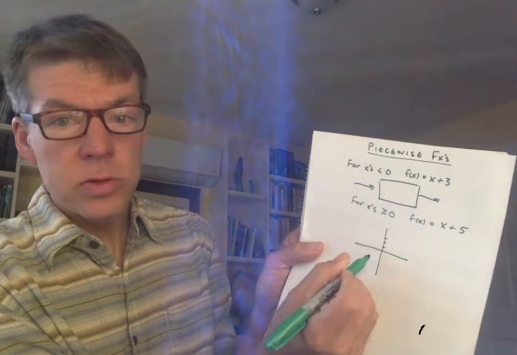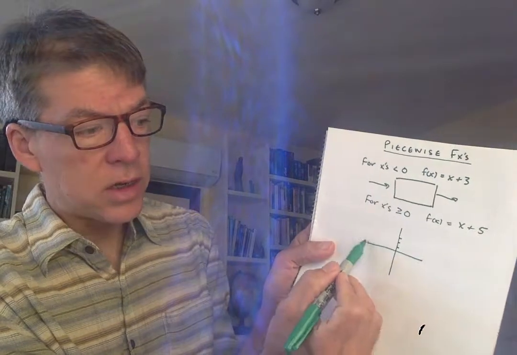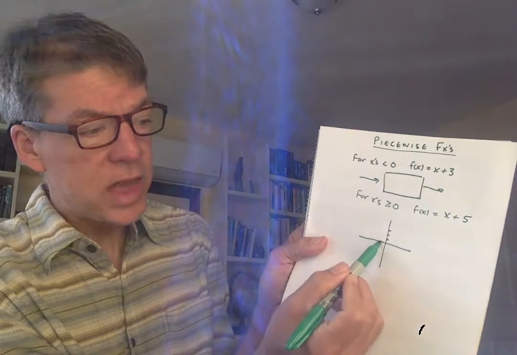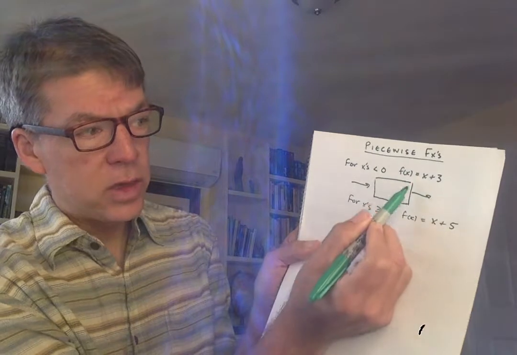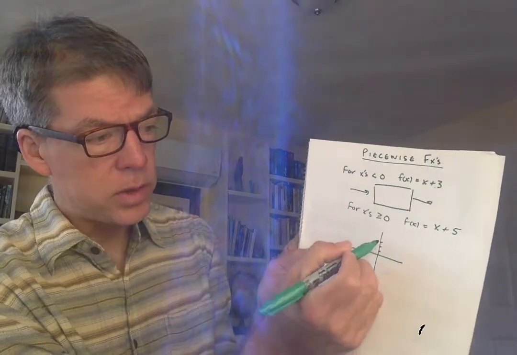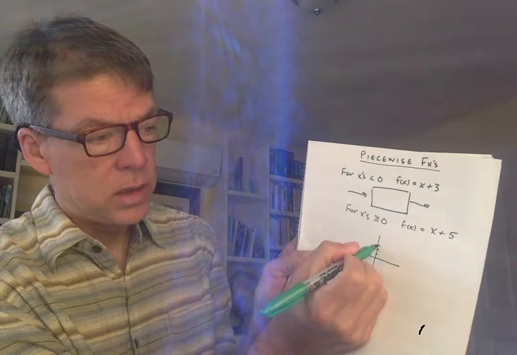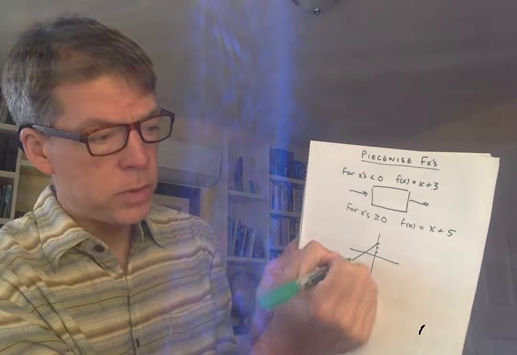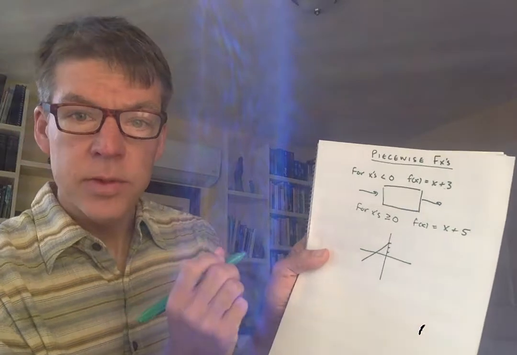And that's only true for when the x's are less than 0. For any of these x's, I look at this rule. So what does that look like when I plot all my points? Well, it's just going to look like a line that has a slope of 1 and 3 as the y-intercept. Okay?